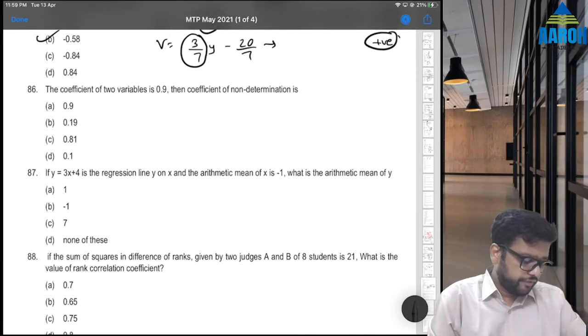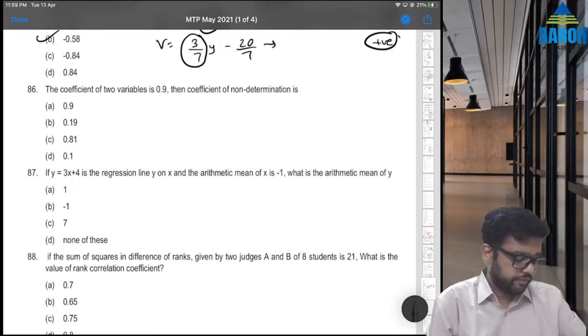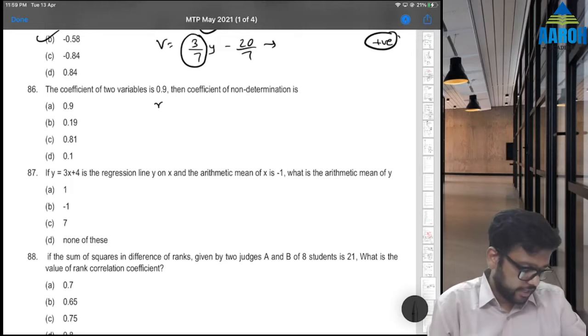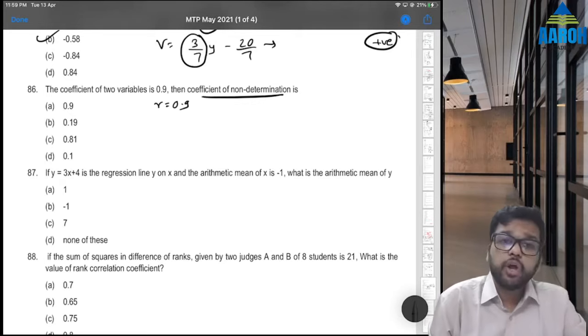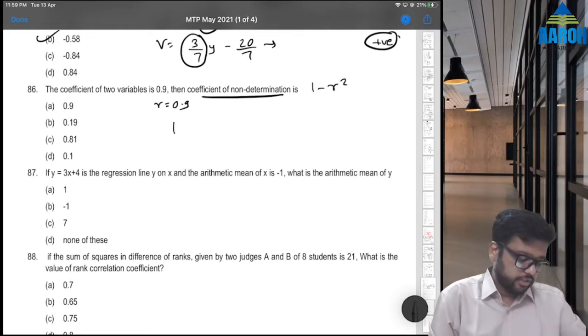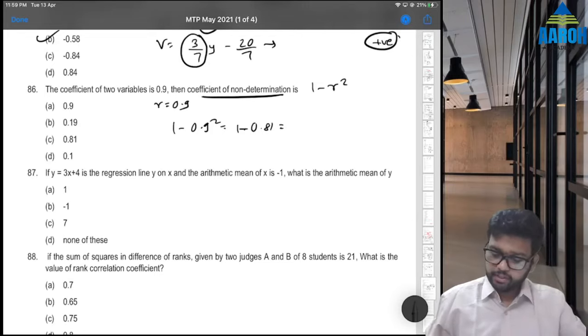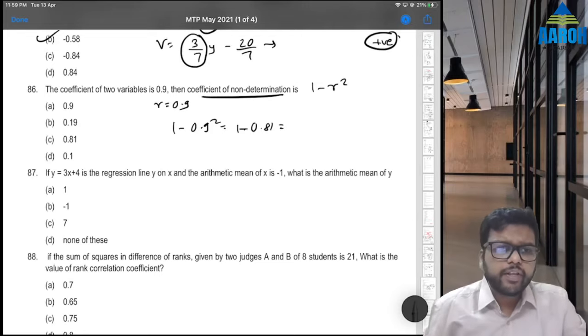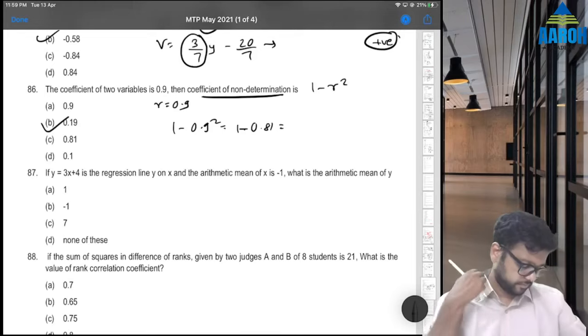Question 86. It should be: the coefficient of correlation of two variables is 0.9. R is 0.9. Coefficient of non-determination is 1 minus R square. So 1 minus 0.9 square, that is 1 minus 0.81. 0.9 square is 0.81, correct. So 0.19 will be the answer, option B.